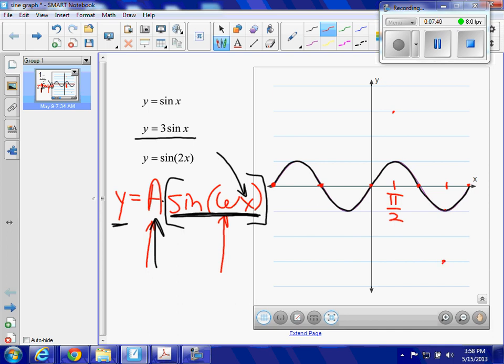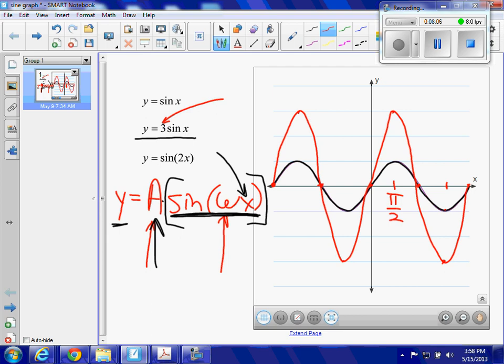So my amplitude, determined by this number right there, is going to stretch my graph vertically by a factor of 3. So if I'm going to graph it in, I'm not that good at this, but I'm going to try graphing it. It's going to look like this, and then it's going to come down, and then it's going to go up, and then it's going to come down, and it's going to go back up. So it should look something like that. Let's try it and find out.